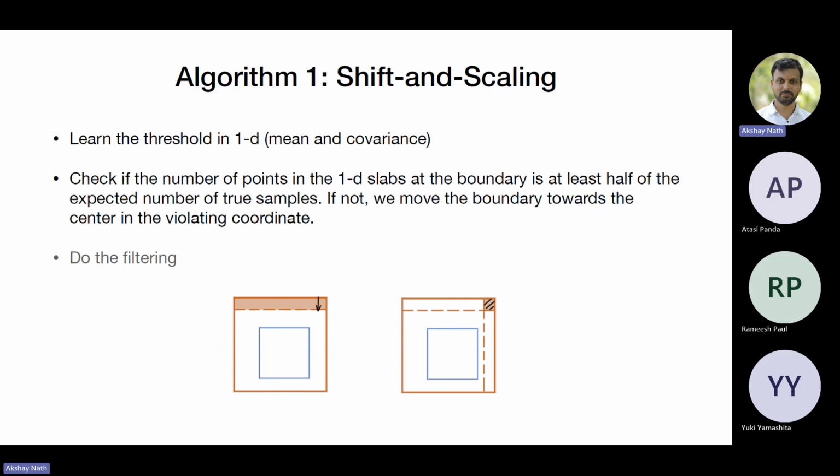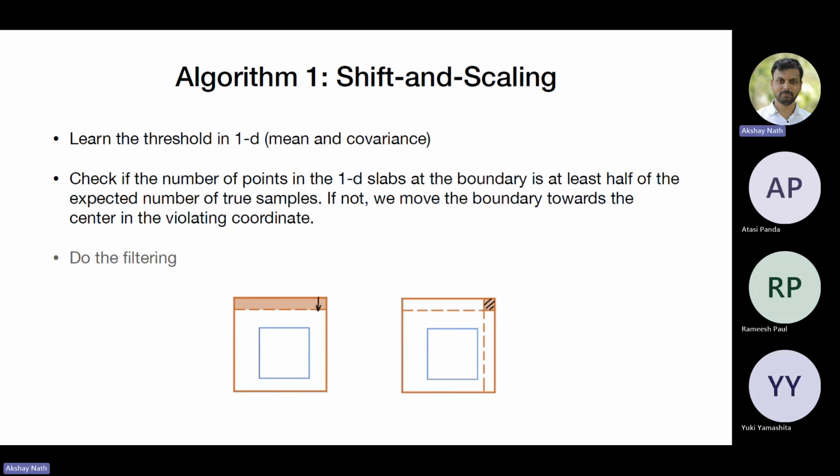Now let's go into the two algorithms, how we can do the 1D updates. The first one, for the shift and scaling case, we'll learn the thresholds in 1D. The threshold means this. Suppose we project all points on this direction. Now it's just a 1D density function, and we want to get 2 points on this 1D line. One is the upper bound of the points, and the other one is the lower bound. That gave us 2 facets of the cube.